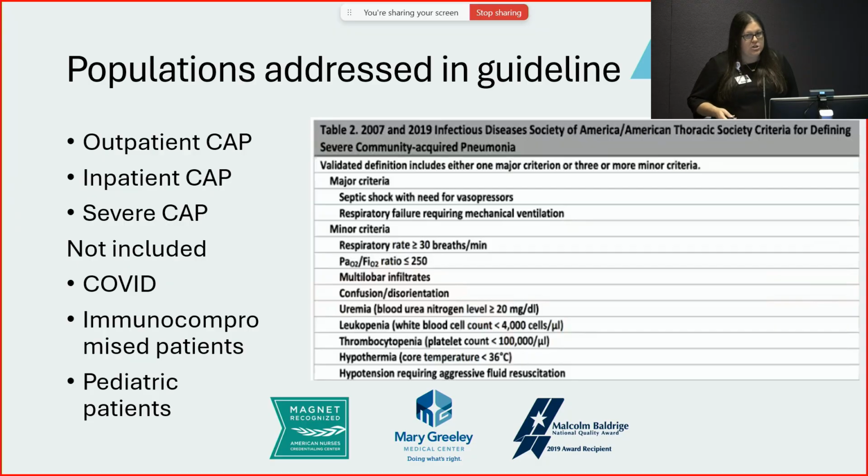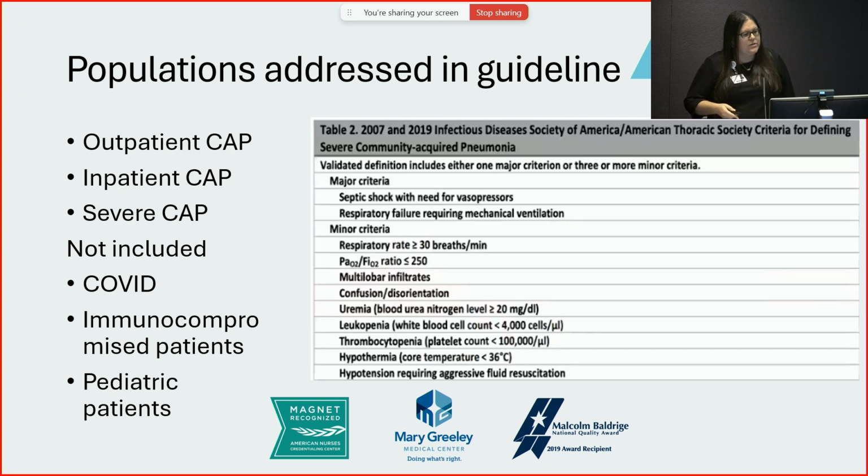First of all, the populations addressed in this guideline were patients presenting in the outpatient, inpatient, and then severe community-acquired pneumonia patients. Of note, these guidelines don't apply to COVID patients. Just very recently, COVID guidelines were updated, so you'll go to the COVID guidelines to treat those patients. Not included were immunocompromised patients, which are a lot of who you providers see, and then pediatric patients, of course.